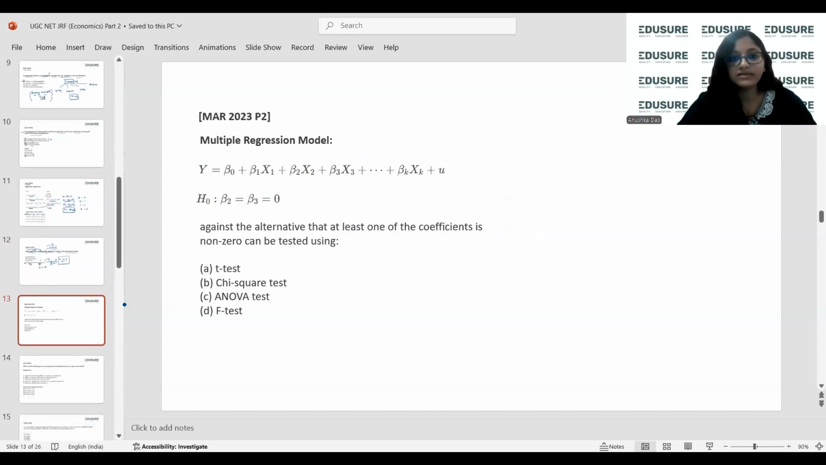Let's do the next question. This is March 2023. In a multiple linear regression model like this, again, see, k plus 1 parameters are there. If you want to test the joint significance... for individual significance, we always use the t-test. That is, if you want to find out the significance of a particular coefficient, beta 1 equals 0, beta 1 not equals 0. If you form the hypothesis like that, that will be the individual test that you can perform for all these individual parameters.